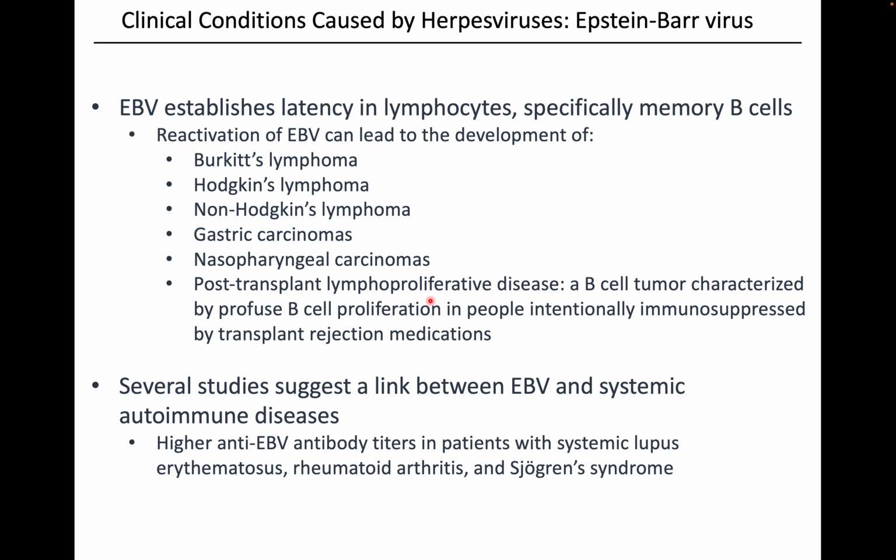And there's also been a link between Epstein-Barr virus and things like lupus and rheumatoid arthritis, some of those autoimmune diseases. All right, I will stop there and we will pick up on some molecular virology in the second half.